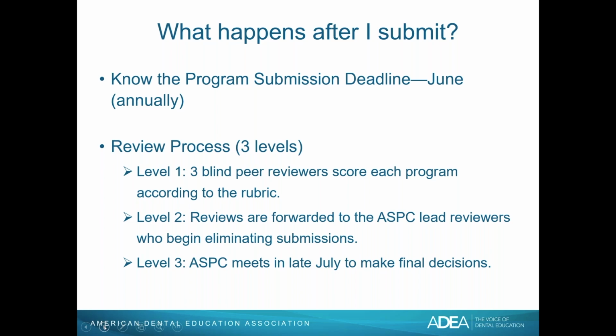And then after those peer reviewers have scored it, a member of the ASPC, the Annual Session Programming Committee, will then go through and eliminate the abstracts that were not going to be accepted and push forward ones that will be accepted. The ASPC committee will meet in late July to make the decisions, at least on the educational programming, and then later for the posters and other formats. So it goes through a multi-process review. It's not determined by one person. Multiple people have input onto your abstract and are trying to give you the best chance possible to have it accepted.